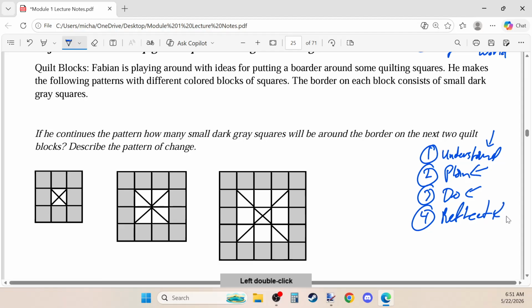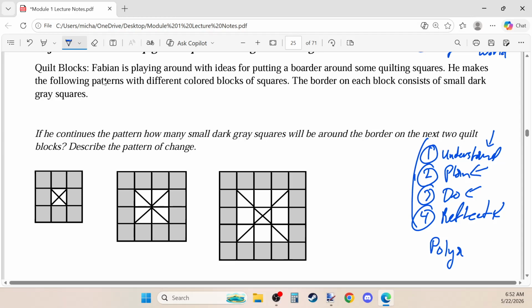And then reflecting is two things. One is figuring out, does the answer make sense, or did we do something wrong that we need to go back and fix? The other thing is, did I learn anything from this process that can help me solve problems better in the future? So here is our Polya problem solving procedure, our Polya problem solving steps. We're going to apply these to this problem.